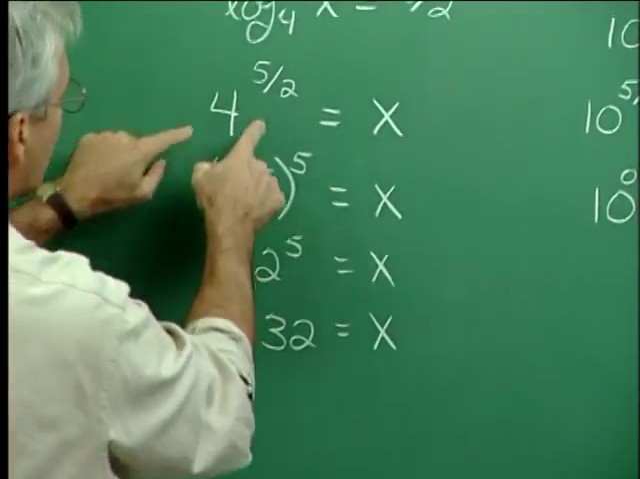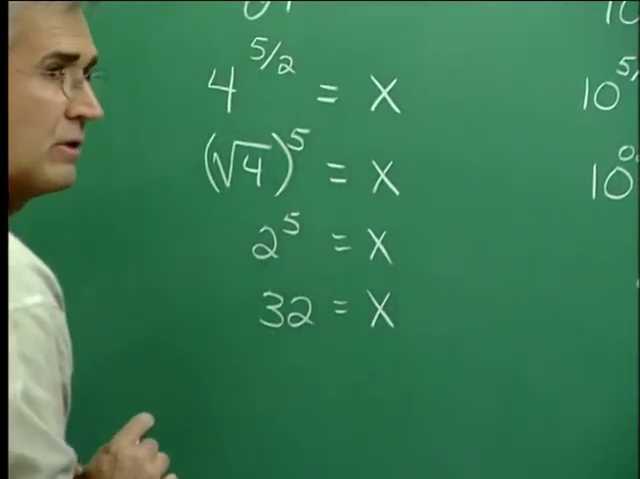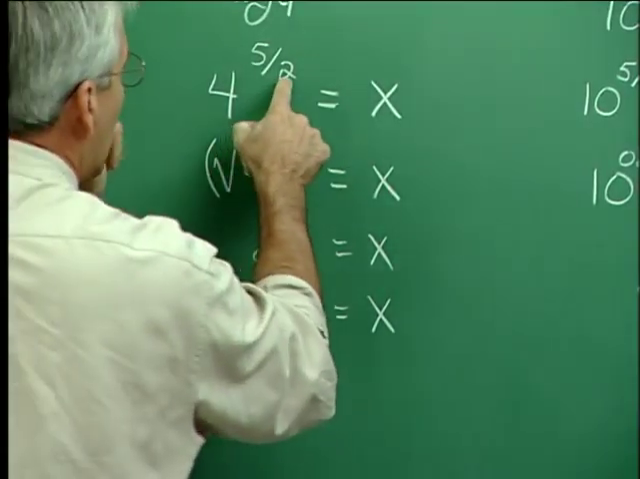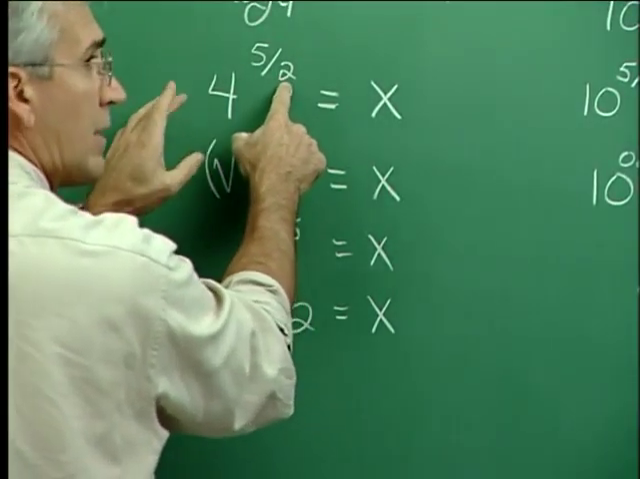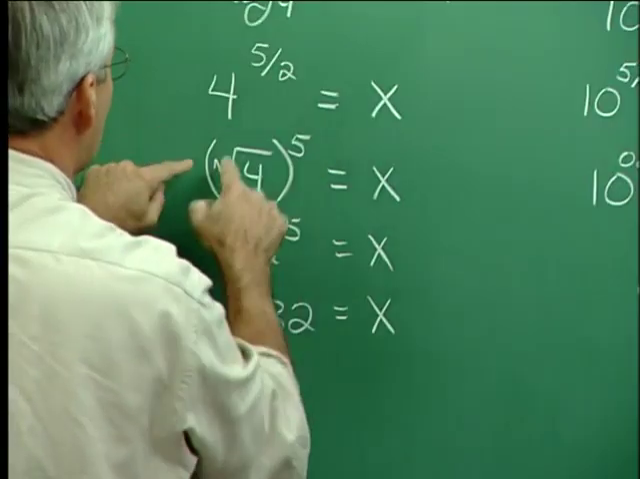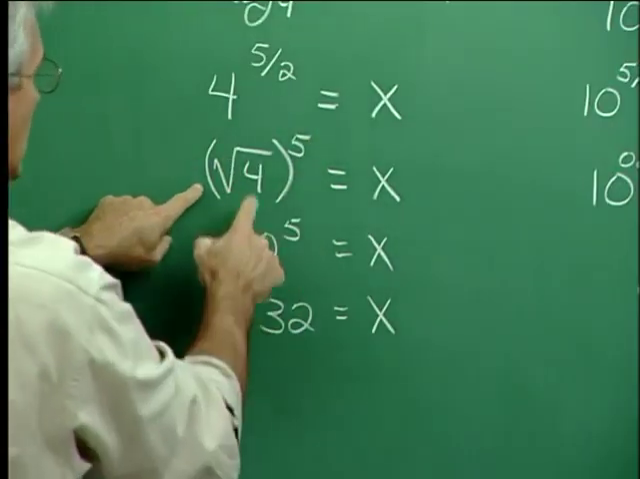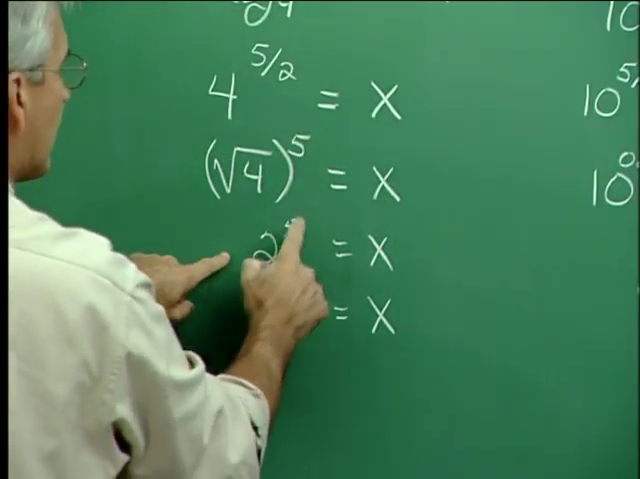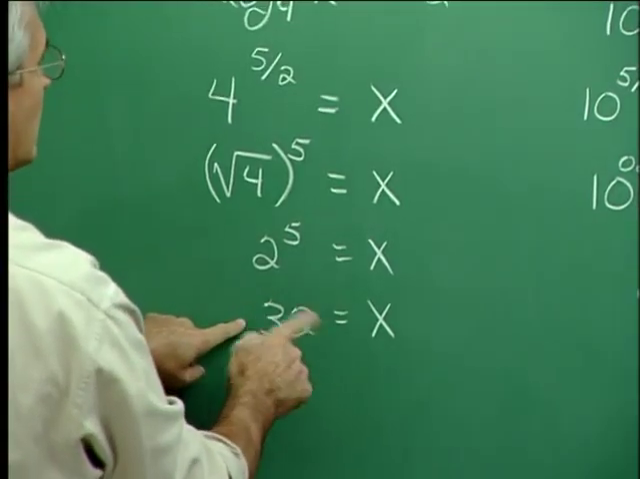And then, let's see, the fractional exponent implies a radical, and the index of the radical is the denominator of the fractional exponent, so this is the square root of 4 to the 5th power. Square root of 4 is 2, 2 to the 5th is 32, so x is 32.